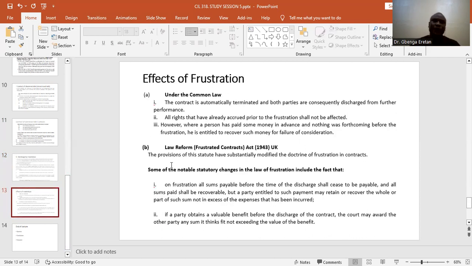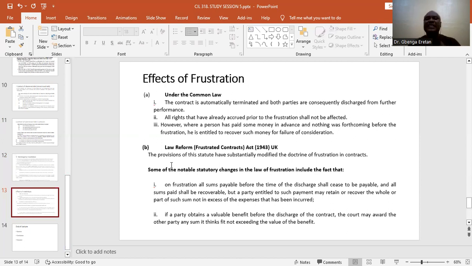What is the effect of frustration of contract? And we're looking at the effect of frustration of contract under the common law principle and under the law reform principle. Under the common law principle, number one, the contract is automatically terminated and both parties are discharged from further performance. Number two, all rights that have already accrued prior to the frustration of the contract shall not be affected. However, number three, where a person has paid some money in advance and nothing was forthcoming before the frustration, he is entitled to recover such money for failure of consideration. This is the position of the common law.